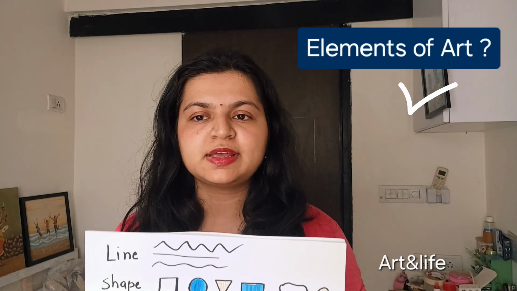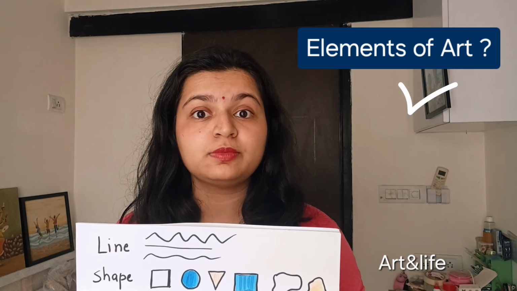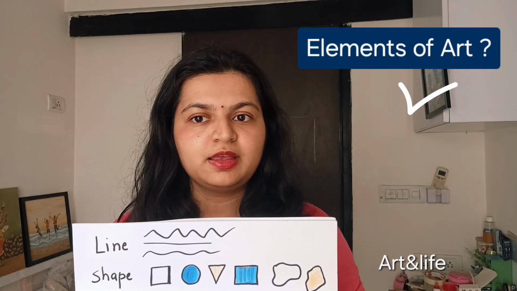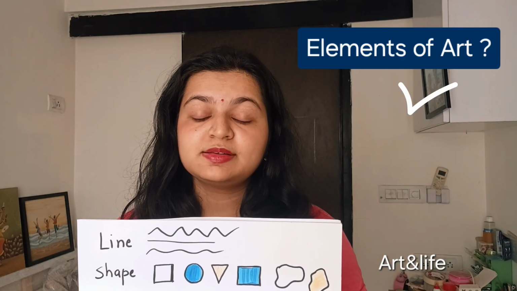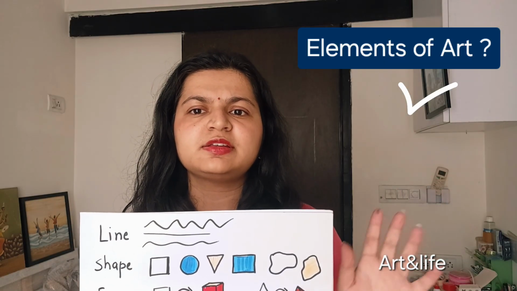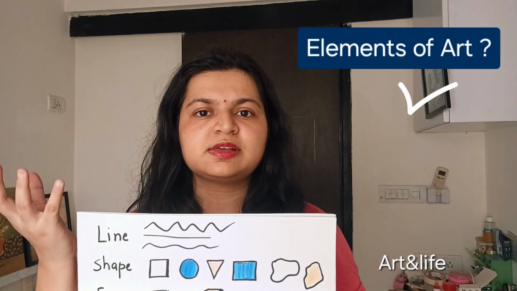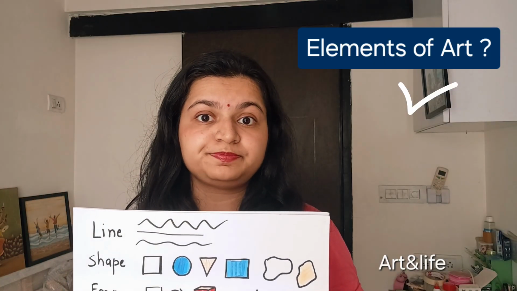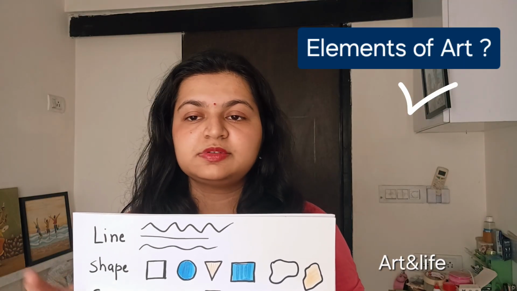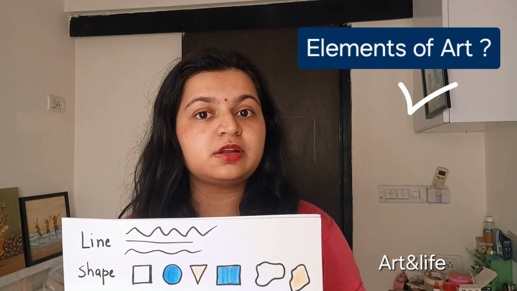Now moving on to the next one, which is shape. As toddlers also, we are introduced to all kinds of shapes, which are mostly geometrical. These are square, circle, triangle, and I'm drawing some different shapes which don't have any specific name. You can call it a free shape, or you can say polygons, which have multiple sides, are known as polygons. So shapes are equally important to create an artwork.